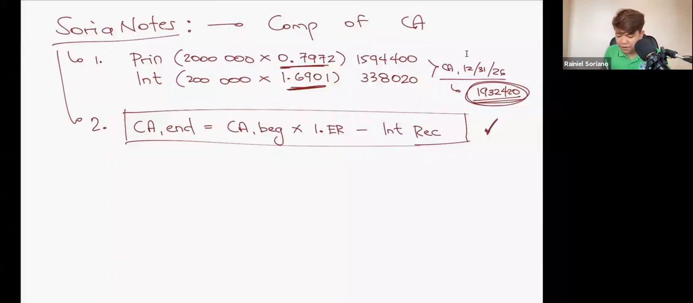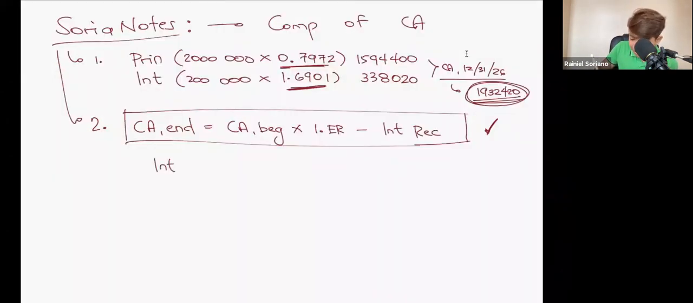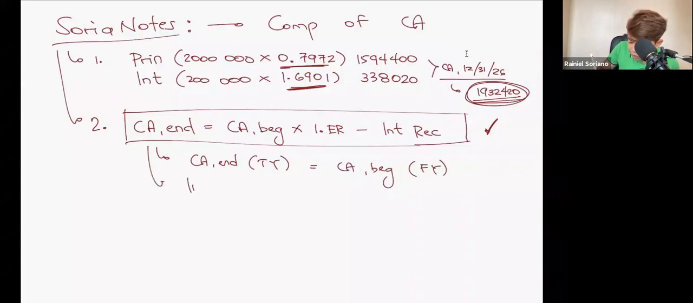Eh sir, paano pag interest income ang kino-compute? Well, madali lang. Alam mo na yung carrying amount at the end, tama ba? And sabi ko kanina, carrying amount at the end of this year will automatically the same sa carrying amount at the beginning of the following year. So, ang ibig sabihin ngayon, the computation of interest income is equal to carrying amount at the beginning times the effective rate, and alam mo na yung carrying amount at the beginning, kayang-kaya mo na rin makompute yung interest income.